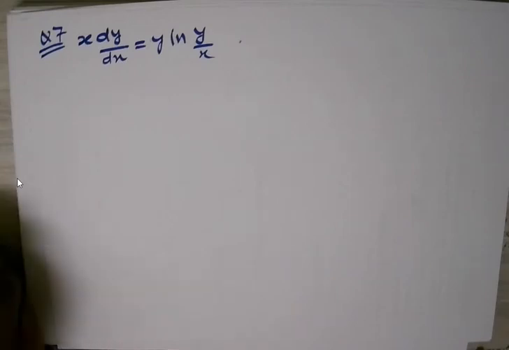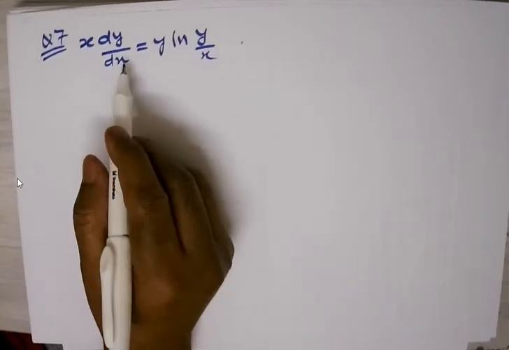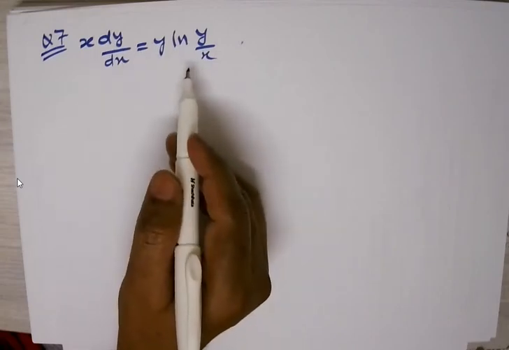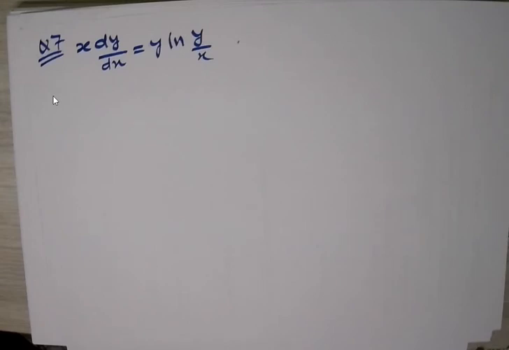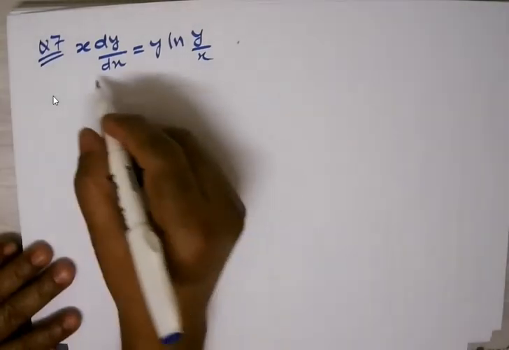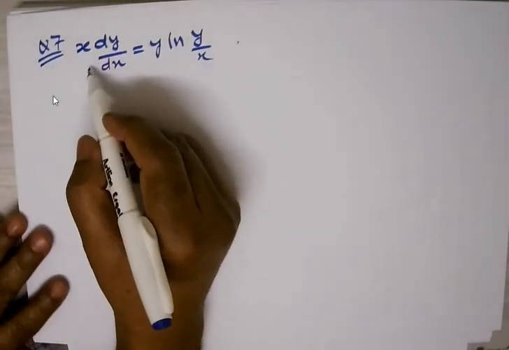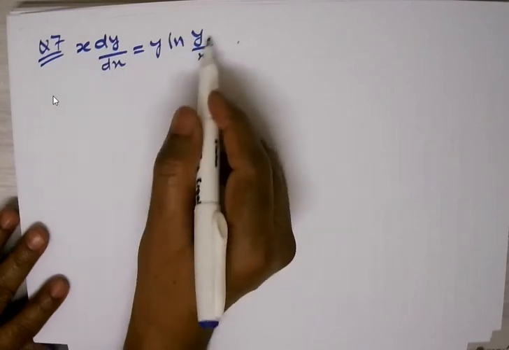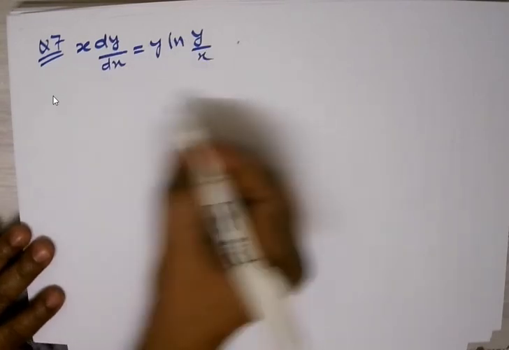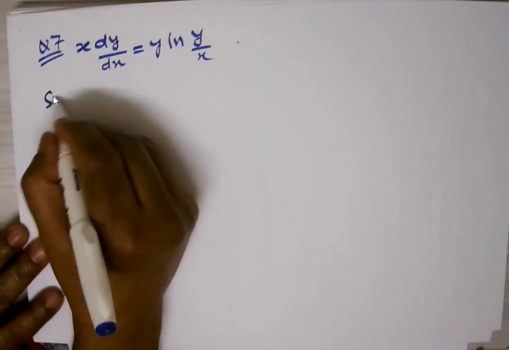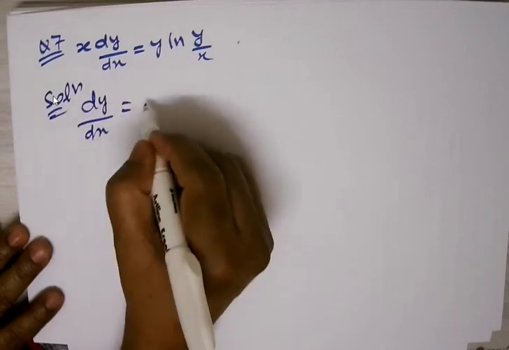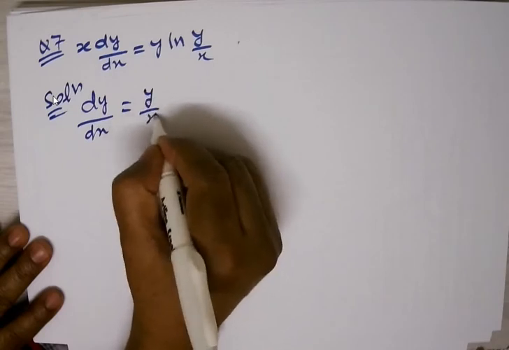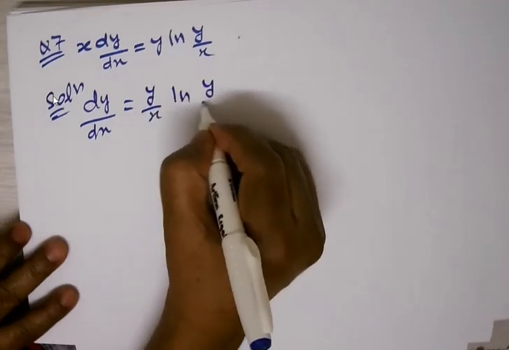Now next question, solve the homogeneous differential equation x dy/dx is equal to y ln of y by x. Now my dear friend, this is the next question. So what we have to do, again as I told you, for the solution of that one, we need to write dy/dx. dy/dx means y by x into ln of y divided by x.